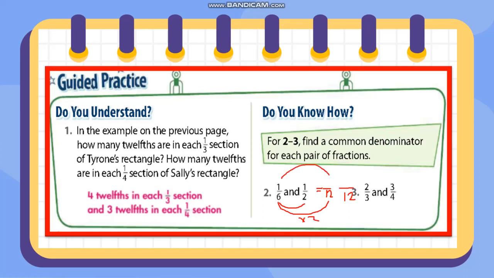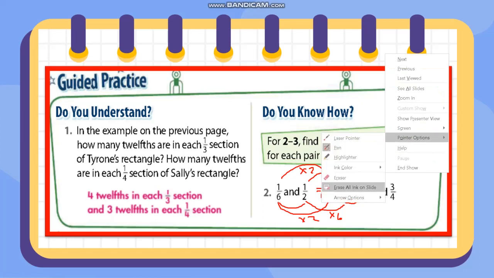Then it means we're going to multiply this by 2. 1 times 2 is 2. So 1/6 is equivalent to 2/12. The other one is 1/2. How does 2 become 12? That is multiplied by 6. So 1 multiplied by 6 is 6. So 2/12 and 6/12. 2/12 is the equivalent fraction of 1/6, and 1/2 is the equivalent fraction of 6/12. And their common denominator is 12. Since here it is asking only to find the common denominator, the correct answer is 12.